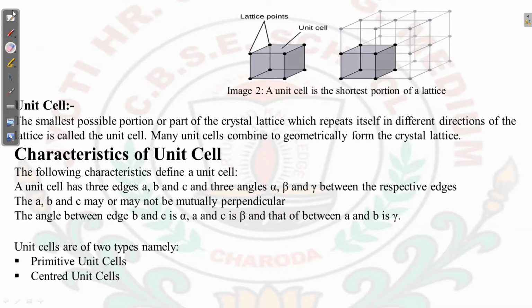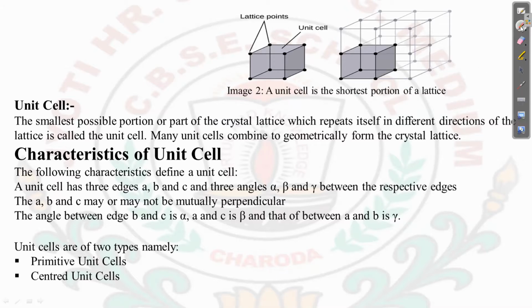In the last class, we have discussed about unit cells. Okay, in the last part we have discussed about the unit cell. What was the unit cell? The smallest possible portion of a part of crystal lattice which repeats itself in different directions of all the lattice is called the unit cell.